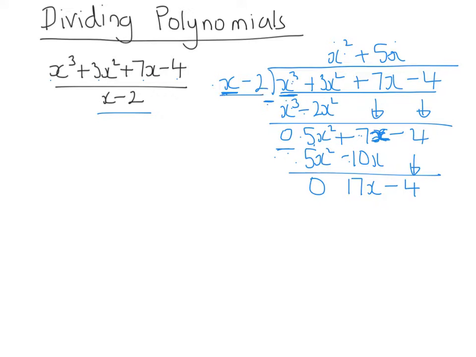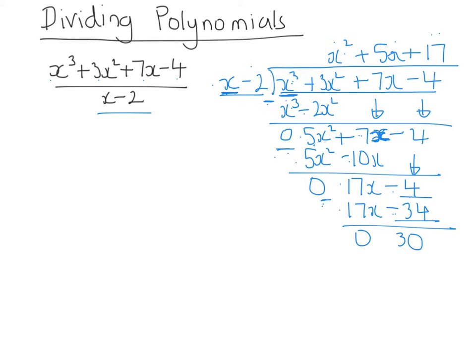Well, how many times does x minus 2 go into 17x minus 4? It would have to go in 17 times. 17 times x is 17x, and 17 times minus 2 is minus 34. Now, if we take these away from one another, 17x take away 17x is 0. Minus 4 minus negative 34: minus a negative is a positive, so minus 4 plus 34 is 30.